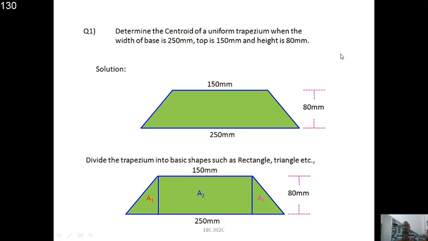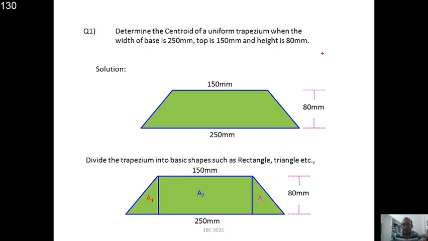Now, after understanding the analytical method, let me try to solve a basic composite shape, that is a trapezium. Determine the centroid of a uniform trapezium when the width of the base is 250 mm, the top is 150 mm, and the height is 80 mm. Here he has mentioned a simple word, uniform trapezium. It is required for drawing the trapezium.